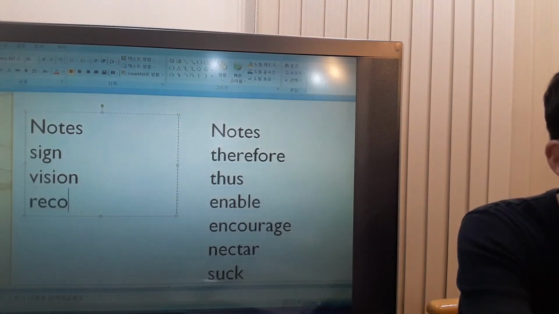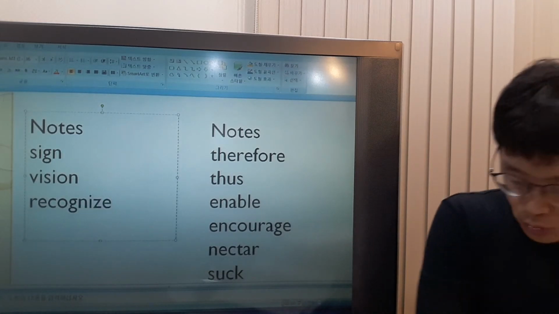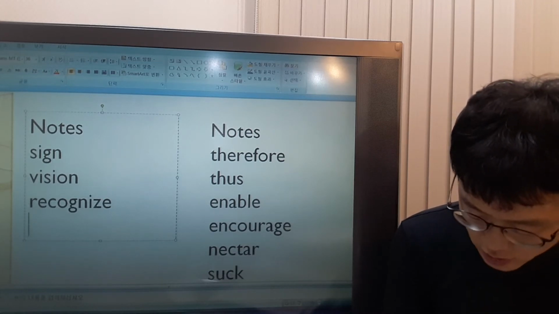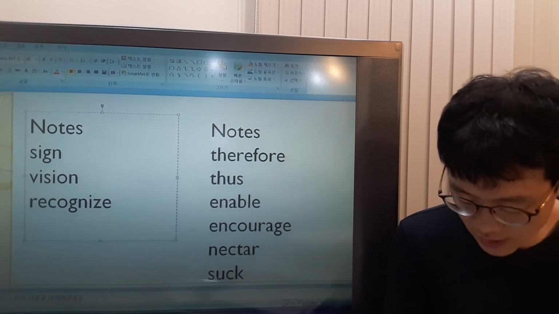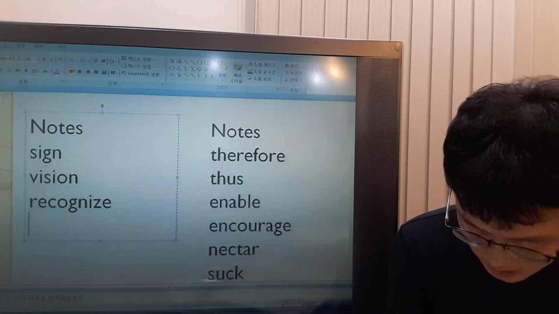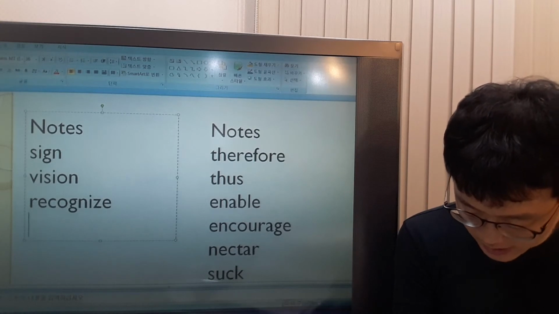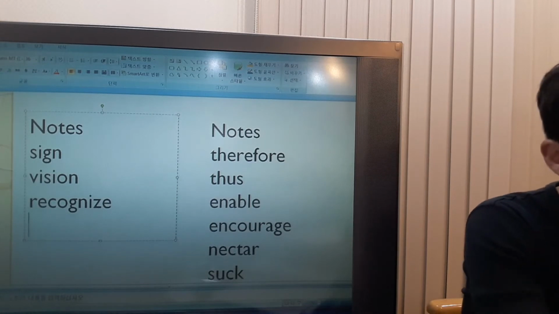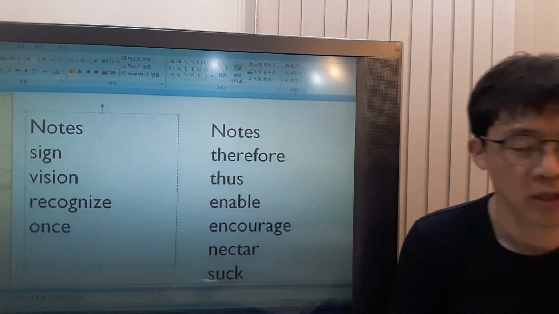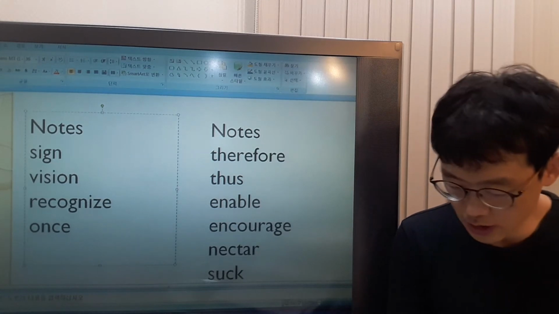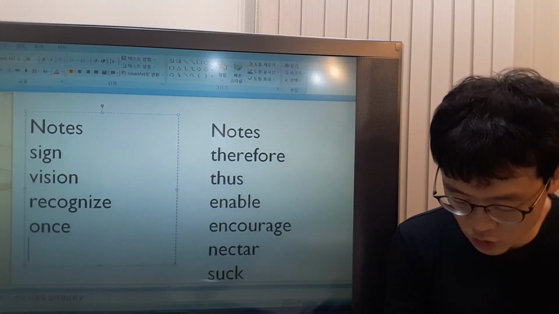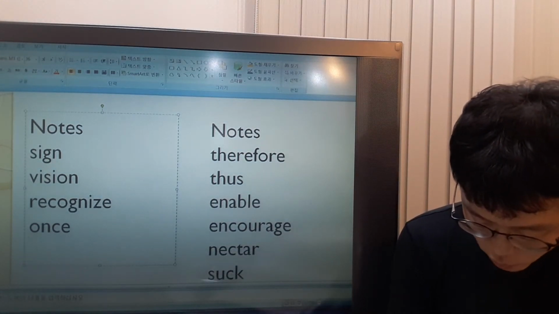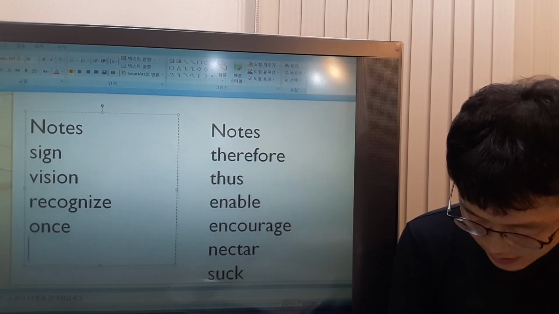What does recognize mean? Recognize means know something. So once attracted, either by smell or color, the animals arrive and move around inside the flower while extracting the nectar. Once attracted. What does once mean? Once means after, right? So once attracted means after being attracted. The animals arrive and move around inside the flower while extracting the nectar.